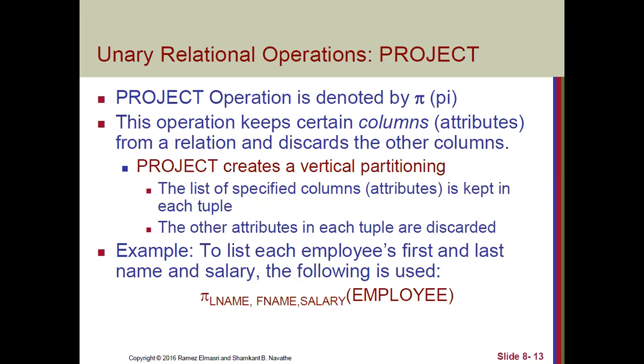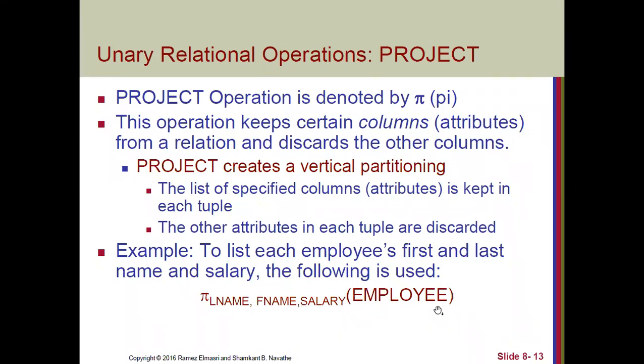So in other words, you can say project creates a vertical partitioning. The list of specified columns is kept in each tuple. The other attributes in each tuple are discarded, as those attributes are not required. To list each employee's first and last name and salary, here we are interested in only three attributes. So if you are only interested in a few attributes of the relation, then you have to use project. And for project, the symbol is pi. So you see pi is here. In which attributes are we interested? The L name, last name, comma, F name, first name, comma, the salary, and the bracket is the table.